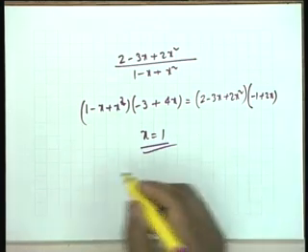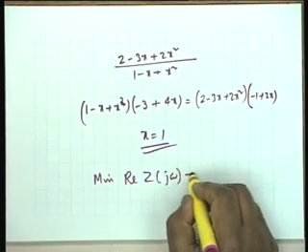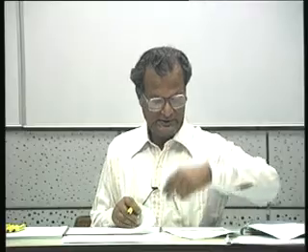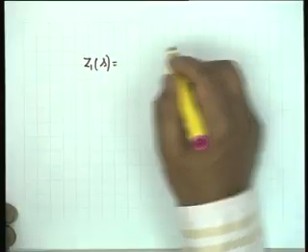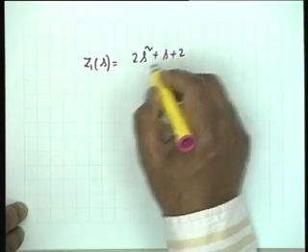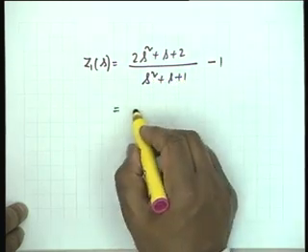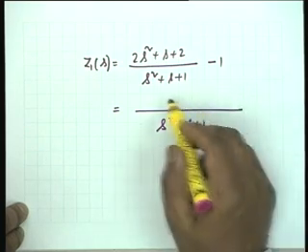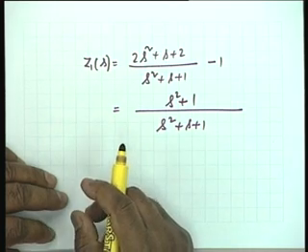Okay. Now, therefore, our sum and substance is that the minimum of real part of Z of j omega is equal to 1, and I remove this, which means that my Z1 of s would be equal to Z of s, 2s square plus s plus 2 divided by s square plus s plus 1, minus 1. What am I left with? S square plus 1.